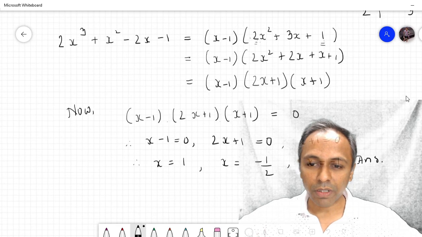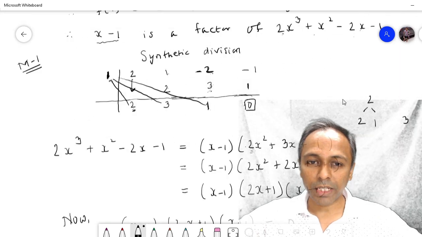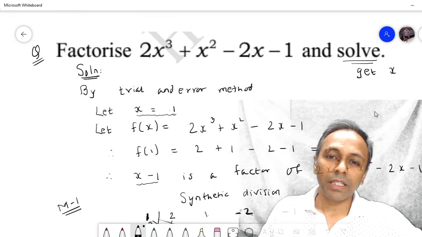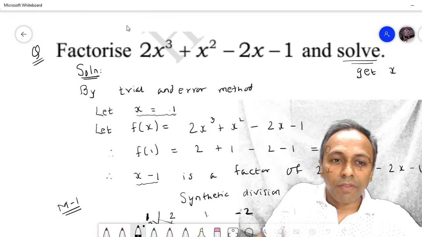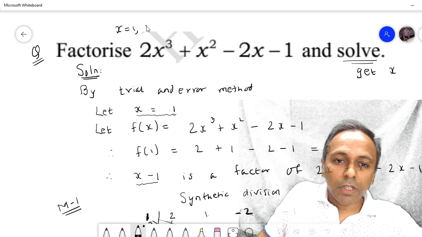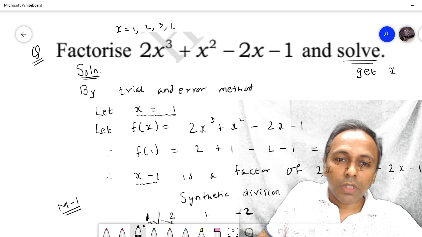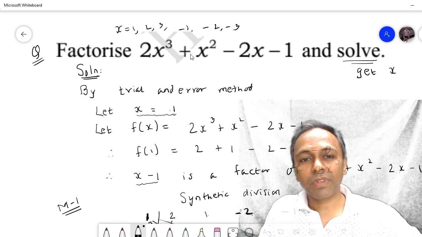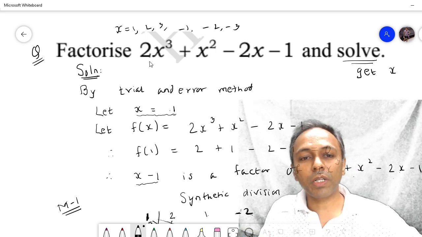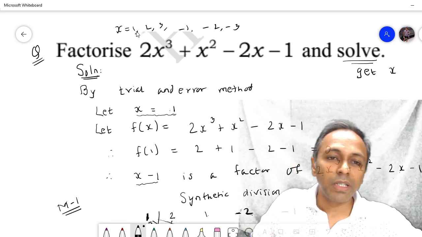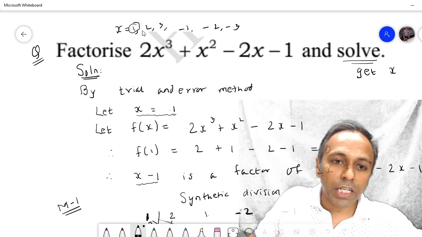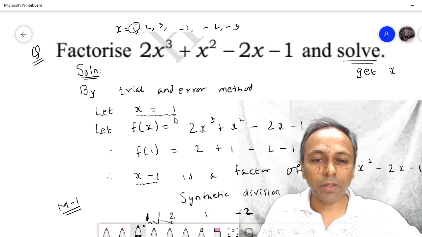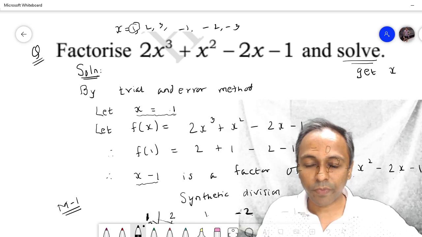So if you remember in the beginning, we had written different values of x. X can be 1, 2, 3, or minus 1, minus 2, minus 3. And what did we say? That any one of it will surely make this polynomial 0. And luckily with the first value only we could get the answer as 0 by the trial and error method.